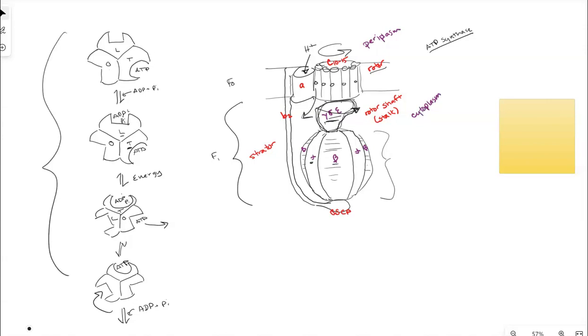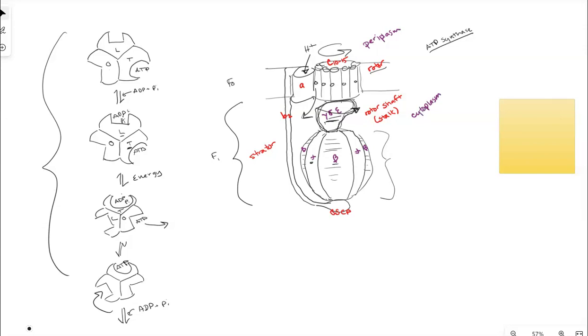So the rotation of this gamma rotor shaft subunit relative to the beta units is what drives the conformational changes from open to loose to tight, and makes each of them alternate between loosely binding ADP and phosphate, then strongly binding it and having it form ATP, and then openly binding it or non-binding it and allowing the ATP to be released into the cytoplasm. And each of the three sites can simultaneously do all three of these things in an alternating fashion.